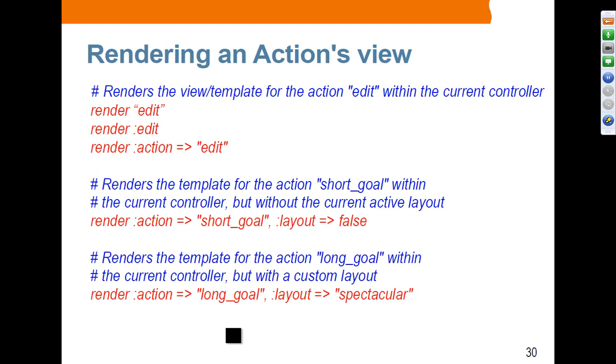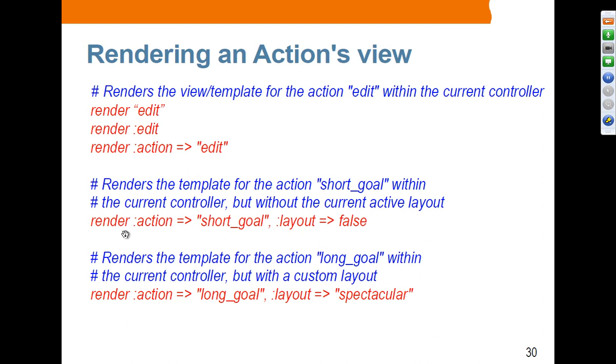Okay, so rendering an action's view. You have multiple syntaxes to select a particular view. So this is the same thing. You can say render edit, so this is a string, or you can use render and a symbol. Yesterday we talked about symbols. You can use a symbol in any place where you can use a string and vice versa. So these two are the same. Or you can specify an action, render action edit. So these three things are actually the same thing. Basically, it's going to select the edit.html.erb file.